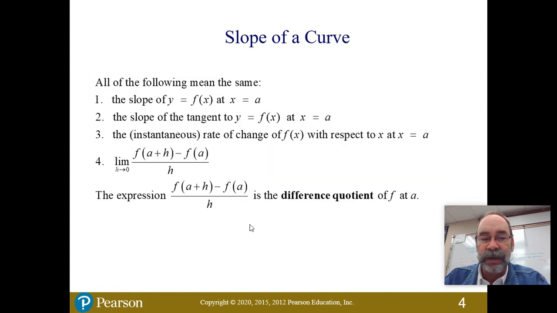Okay, nothing's changed. Remember all the different ways to say slope of a curve. The biggest one is number 4 here when we do that limit. The fraction part is just called the difference quotient.